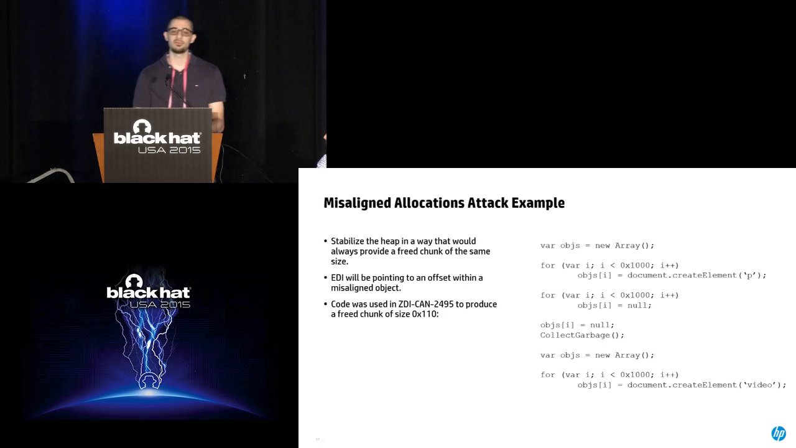So in order to have a successful misaligned allocations attack, we have to stabilize the heap in a way to produce the same free chunk, the same one over and over with the same size. Basically, this is the code that we've used in this specific example. It's not a generic way of doing it, but this specific code was good enough to produce the same exact free chunk again, which is of size 110.